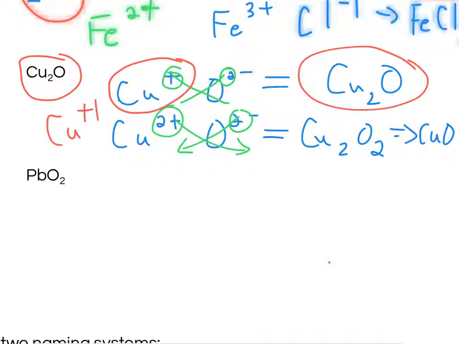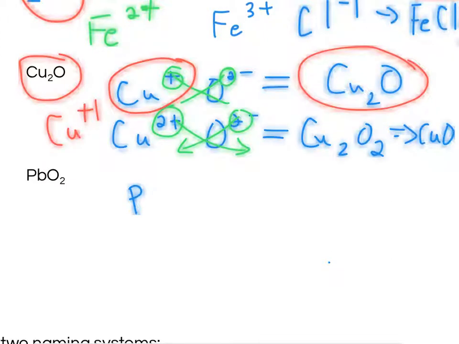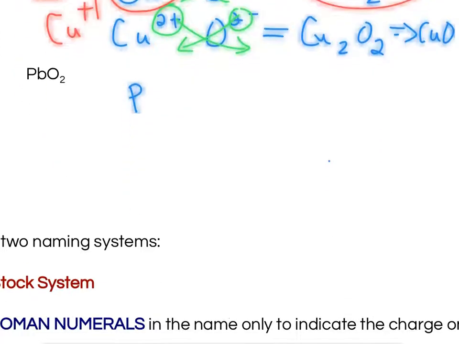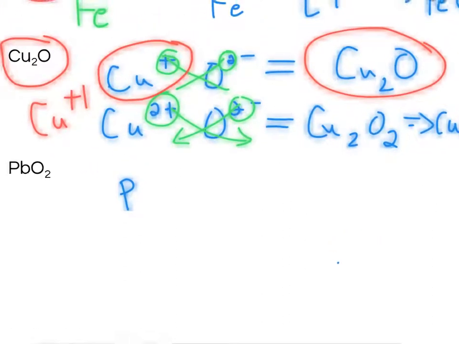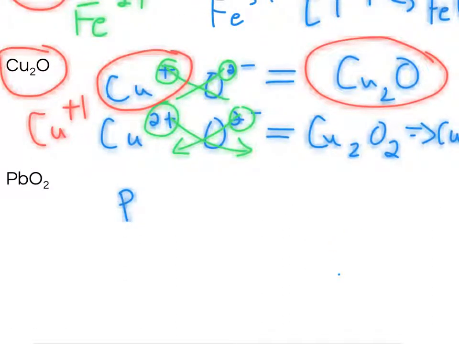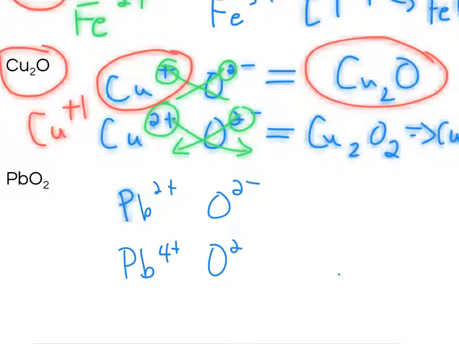All right, let's try one last example before we move on to the naming system. So the naming system here, we have to know how to indicate the charges. So I see lead oxide, so I'm going to take my lead and recognize that lead has more than one possible charge. So I can have lead with a 2+ charge, and I can have lead with a 4+ charge. So I'm going to cross it over with oxygen with a 2- charge and see what I get.